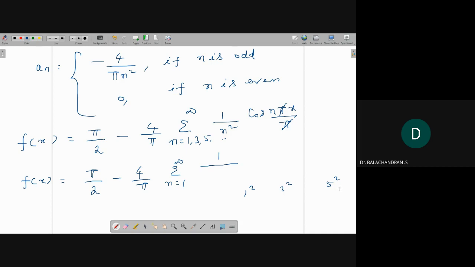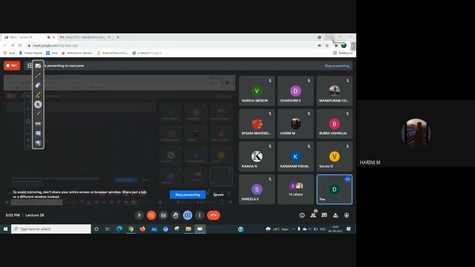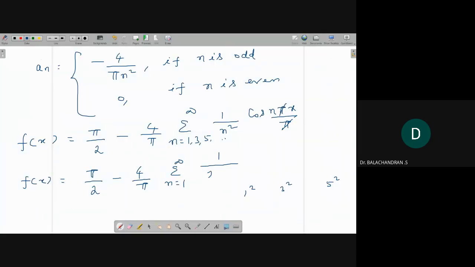2n minus 1, sir. Yeah, Harini, correct. 2n minus 1, yes, thank you. 2n minus 1 whole square. Okay. Similarly, here replace n by 2n minus 1. So cos of 2n minus 1 into x.